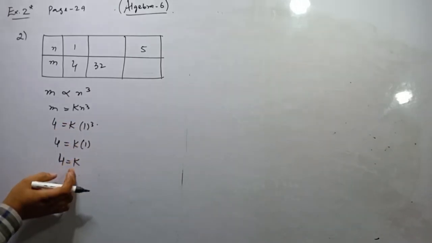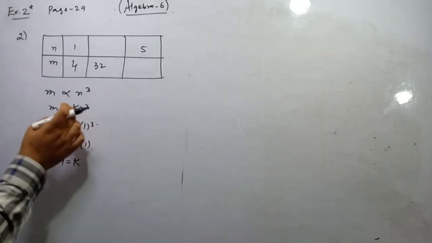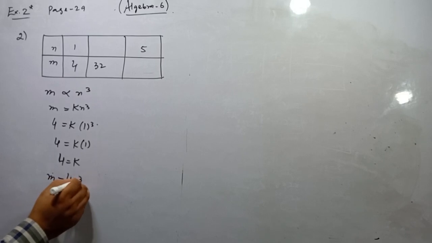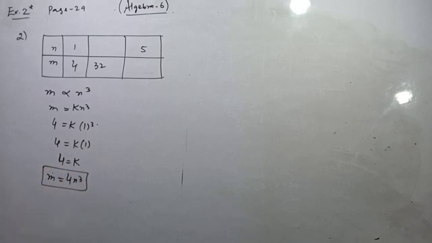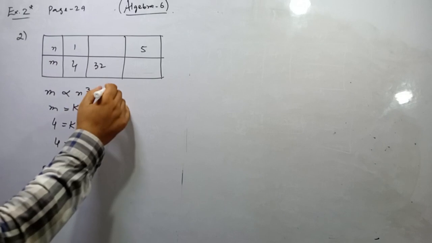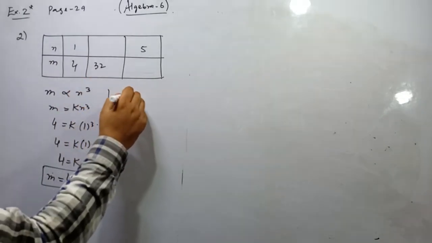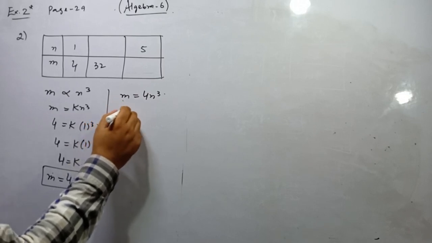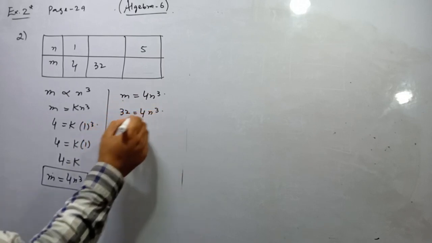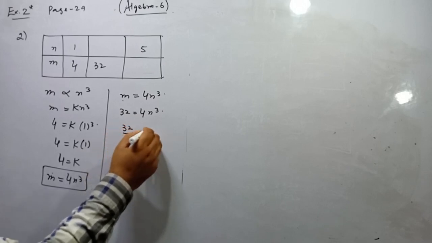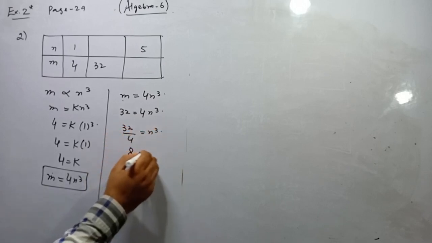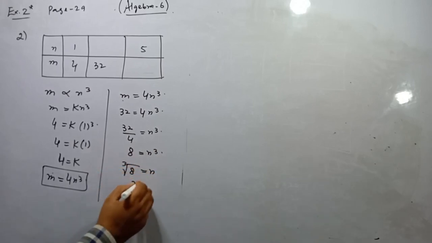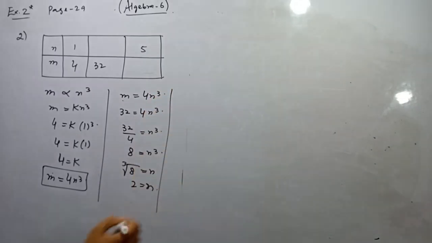Now I will do once again the substitution. I will put the value of k in here. M is equal to, what is the value of k? It's 4, and n cube. This is my formula. Now I need to find this missing value. Here I will write formula M is equal to 4 n cube. So what is the value of M? It is 32 is equal to 4 n cube. It is 32 divided by 4 is equal to n cube. You will get here 8 is equal to n cube. This is cube root of 8 is equal to n. That is 2 is equal to n. So we got the value of n is equal to 2.